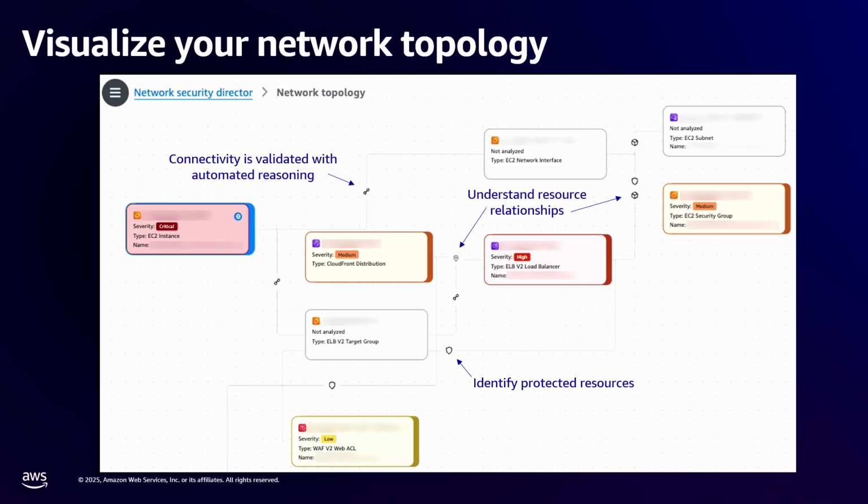Connectivity is validated using automated reasoning. We are assessing reachability between resources as well as out to the internet via connectivity to internet gateway. We are assessing whether a resource can communicate out to the internet as well as receive traffic from the internet and give you a conclusive picture of whether that resource is actually accessible or not. We denote internet accessibility via the blue globe icon on the EC2 instance you see there, denoting that this resource is indeed internet facing.